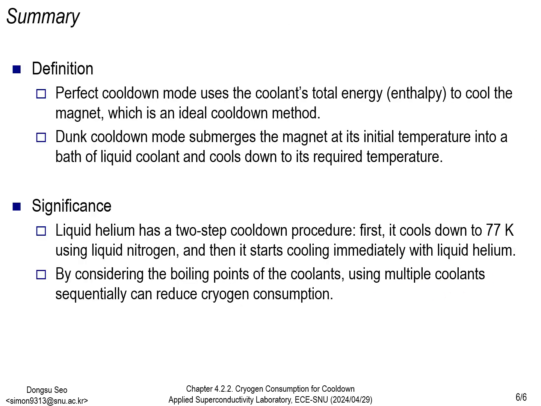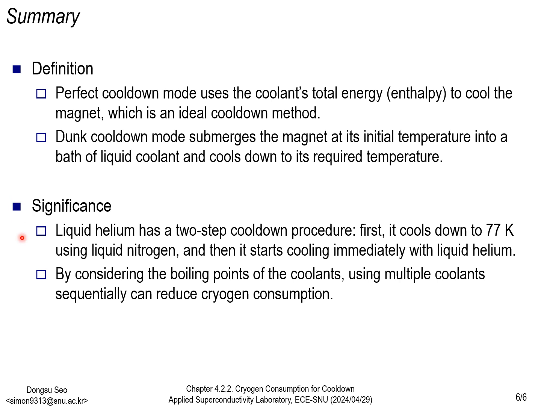Here is the summary of this lecture. First, the perfect cooldown mode uses the coolant's total enthalpy to cool the magnet and integrates each specific temperature range in a series of perfect heat transfers between the magnet and the coolant. Second, the dunk cooldown mode submerges the magnet at its initial temperature in a bath of coolant to lower its temperature until it reaches the required temperature.